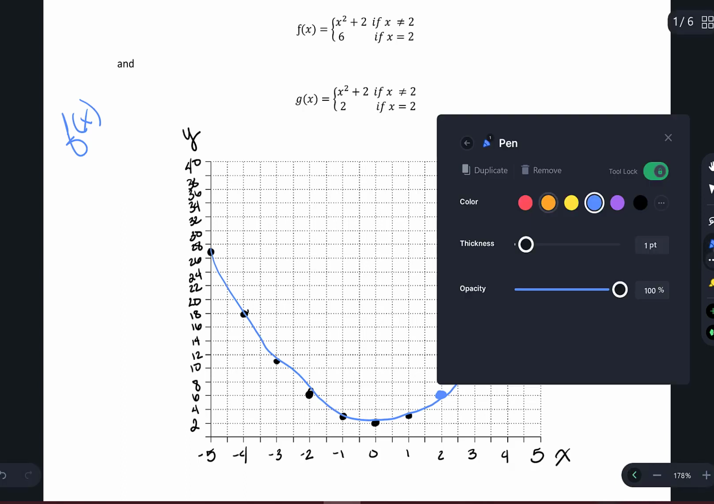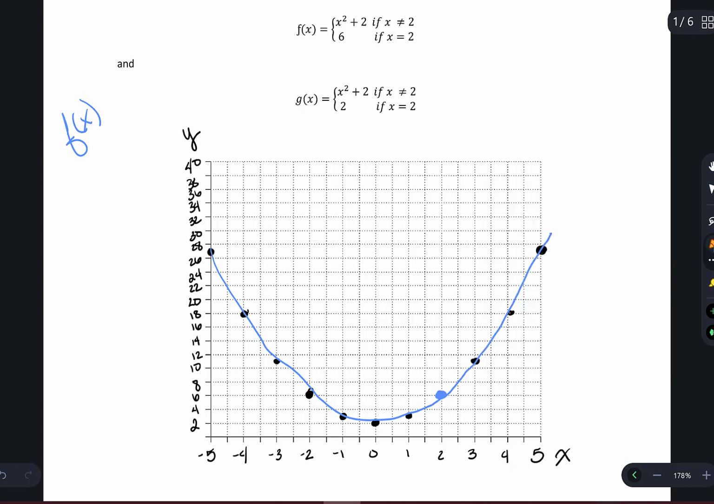Next, let's plot g of x, and I'm going to do that in orange. Now, g of x is going to look the same, except at x equal to 2, where the function is going to take the value 2, so I'm going to put that dot right here. So g of x would lay directly on top of the light blue line, except when we get to this point, we recognize that only at exactly x equal to 2, we're not going to be on this curve, so we draw an open circle.